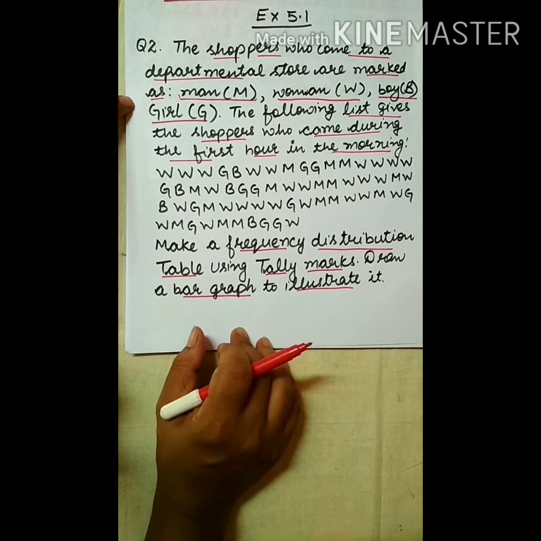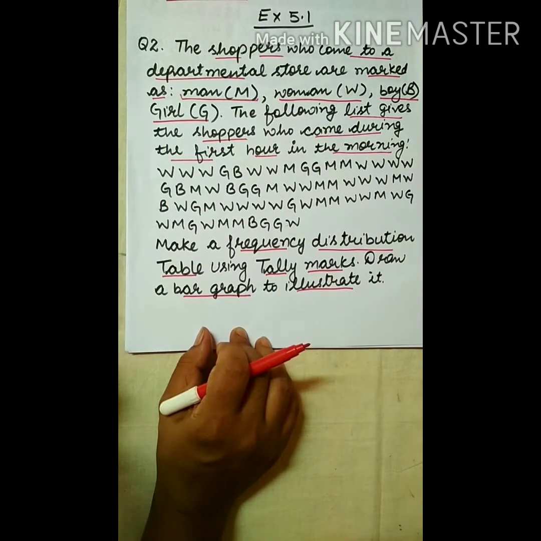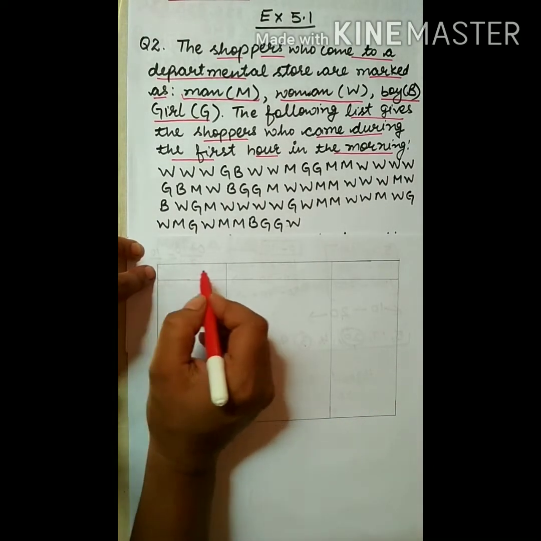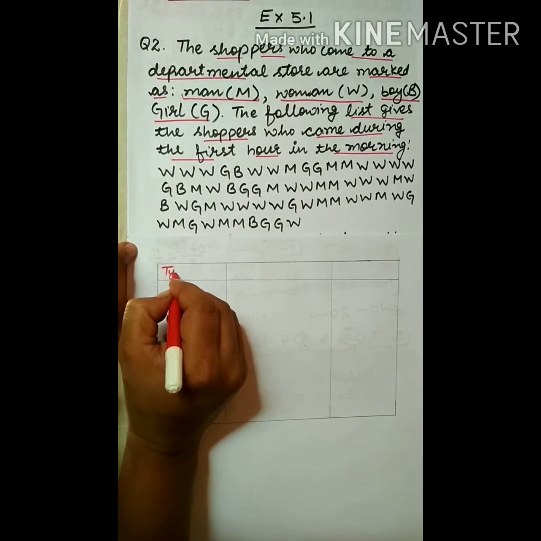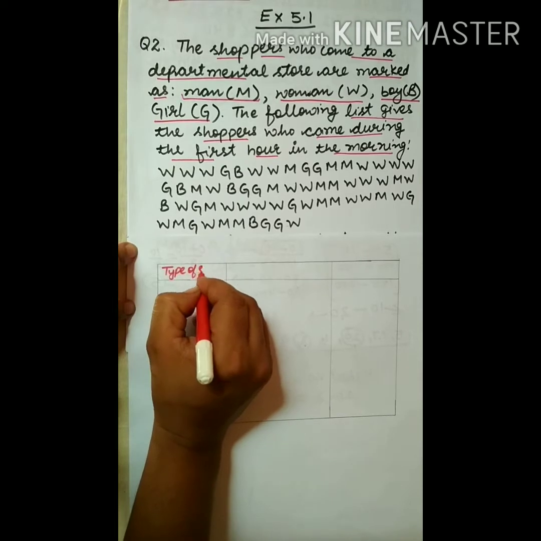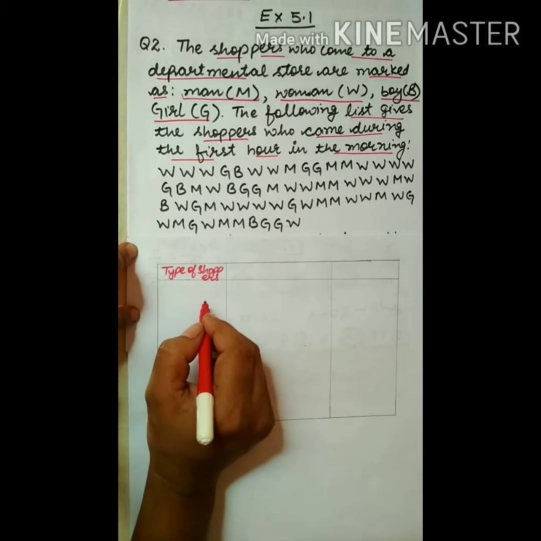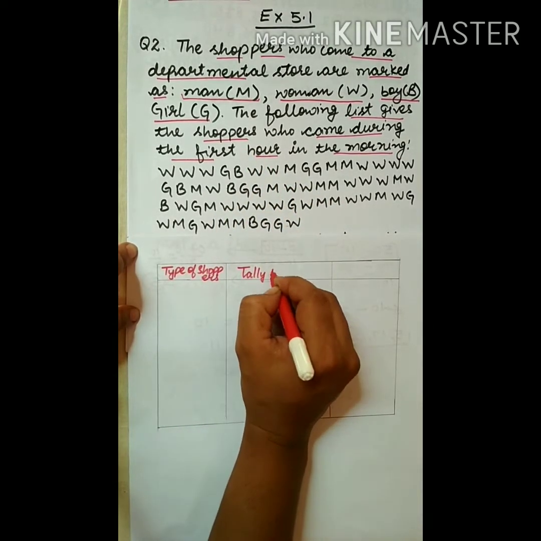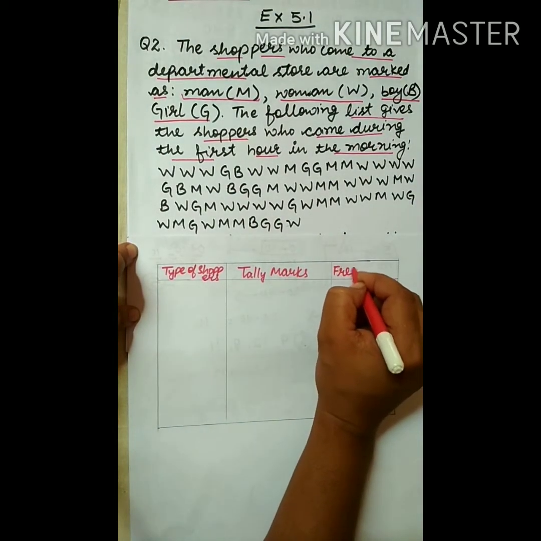The information is given for the shoppers who came to a departmental store in the first hour in the morning. Now here I have drawn a table. In the first column, I will write down the type of shopper who came to the departmental store. Next one is tally marks, and next is frequency.